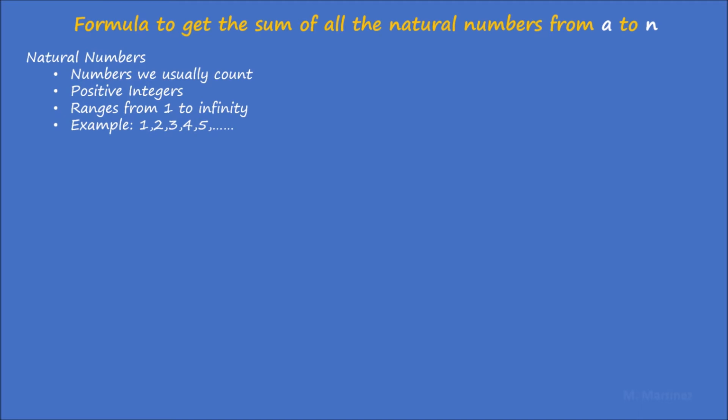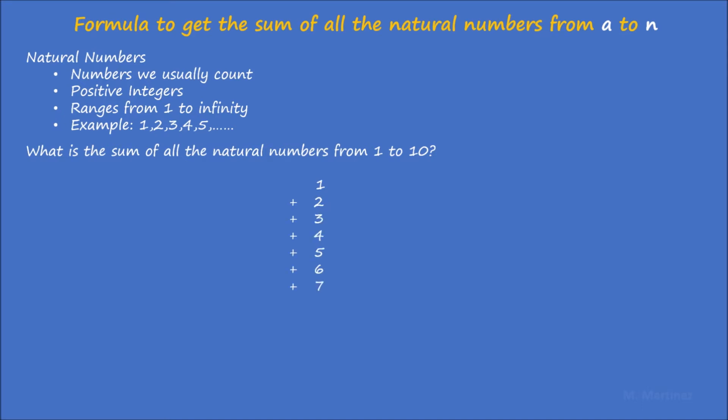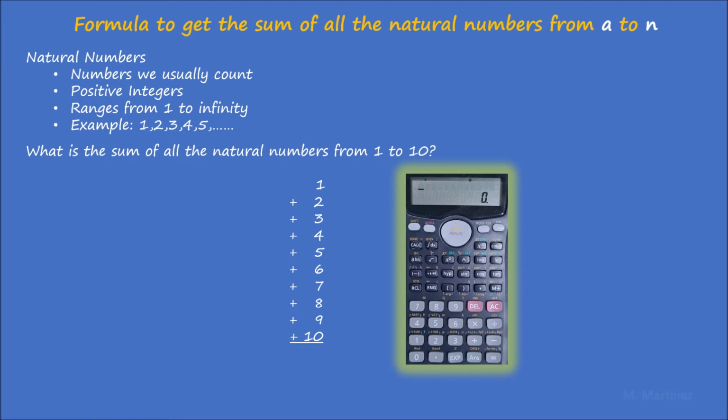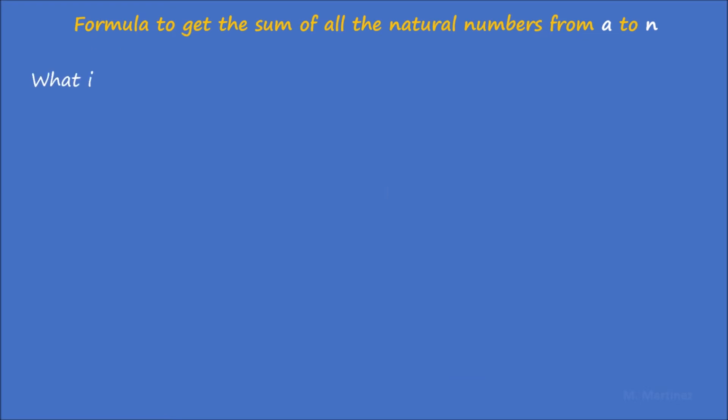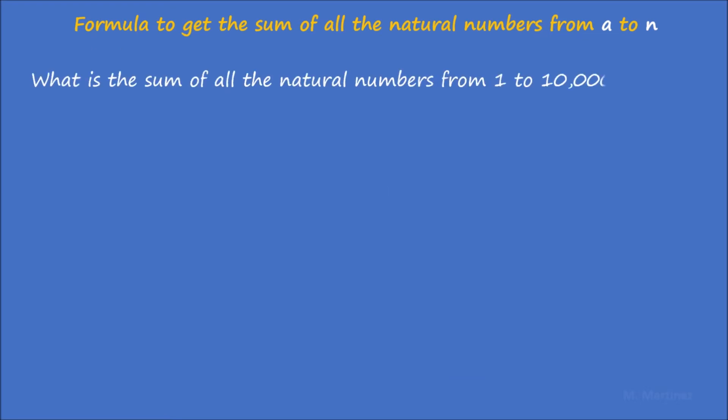Let's try to answer this question. What is the sum of all the natural numbers from 1 to 10? Normally, to answer this, we can simply add 1, plus 2, plus 3, plus 4, plus 5, plus 6, plus 7, plus 8, plus 9 and 10. By adding it manually, or by using a calculator, the answer will be 55. But what if the question is, what is the sum of all the natural numbers from 1 to 10,000?